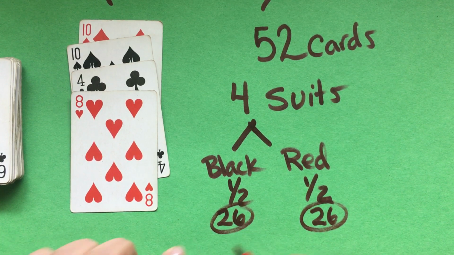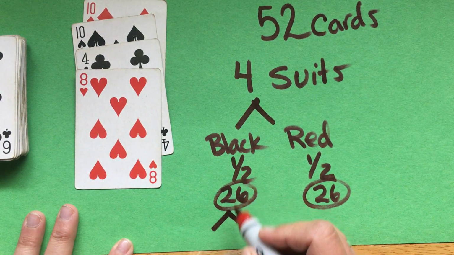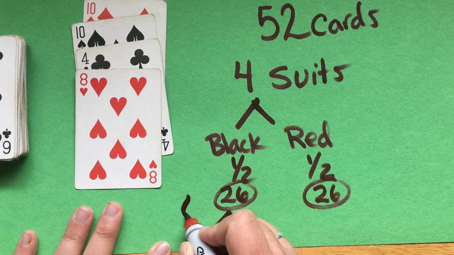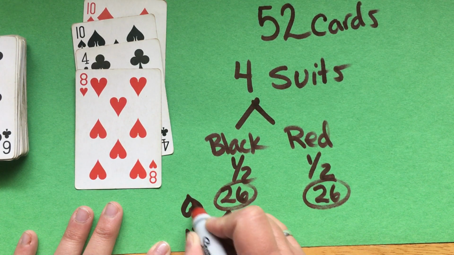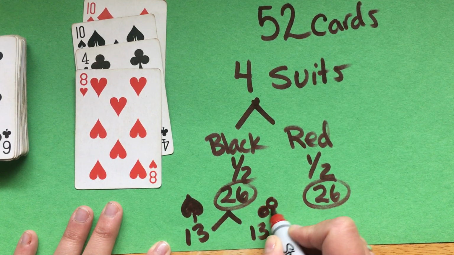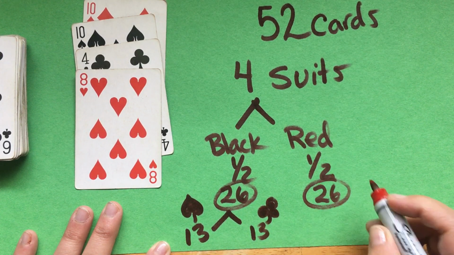Out of that, then we break them down into what they are. So if we have 26 that are black, that means 13 of them are going to be the spades, right? And 13 of them are going to be the clubs, right? Same thing when you come over to the red cards.